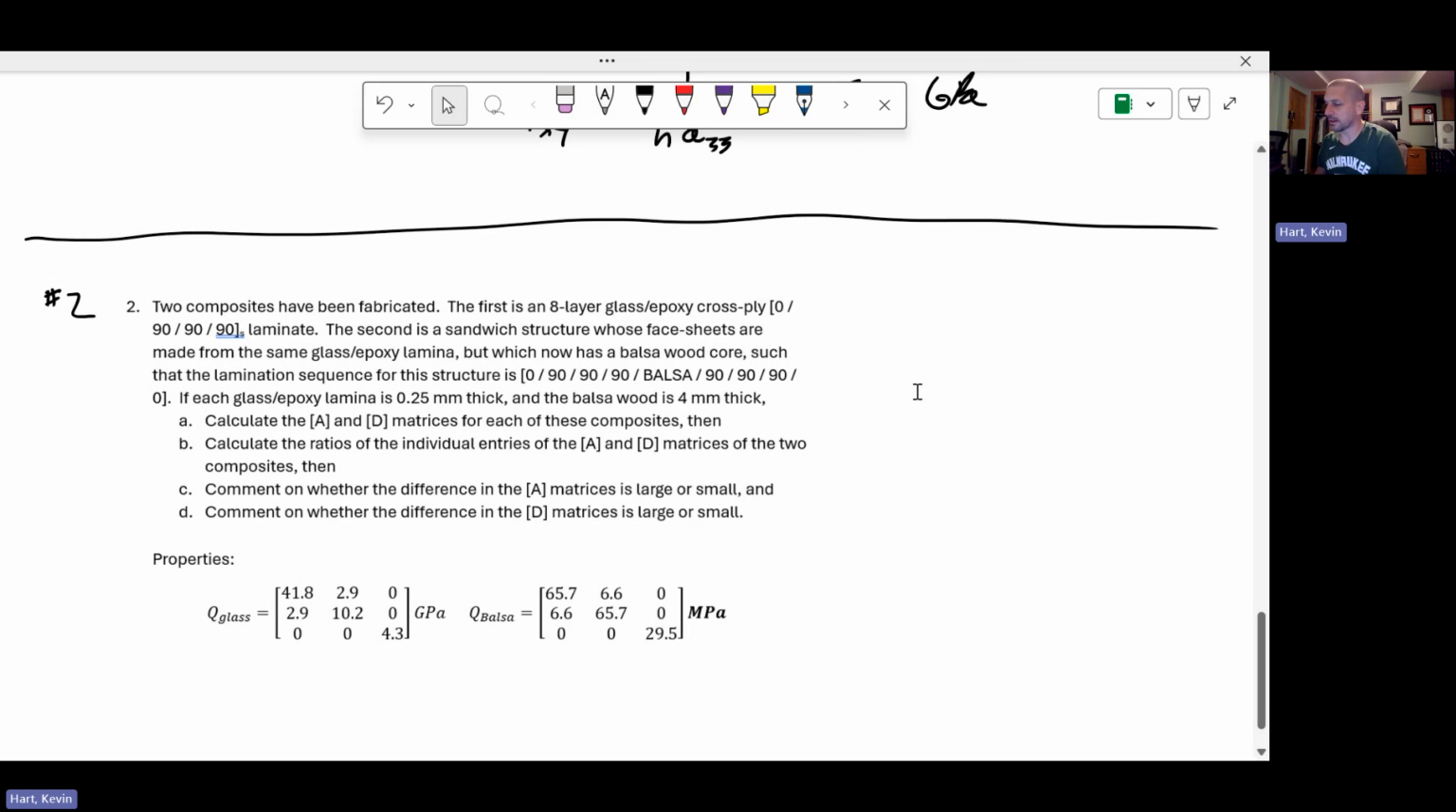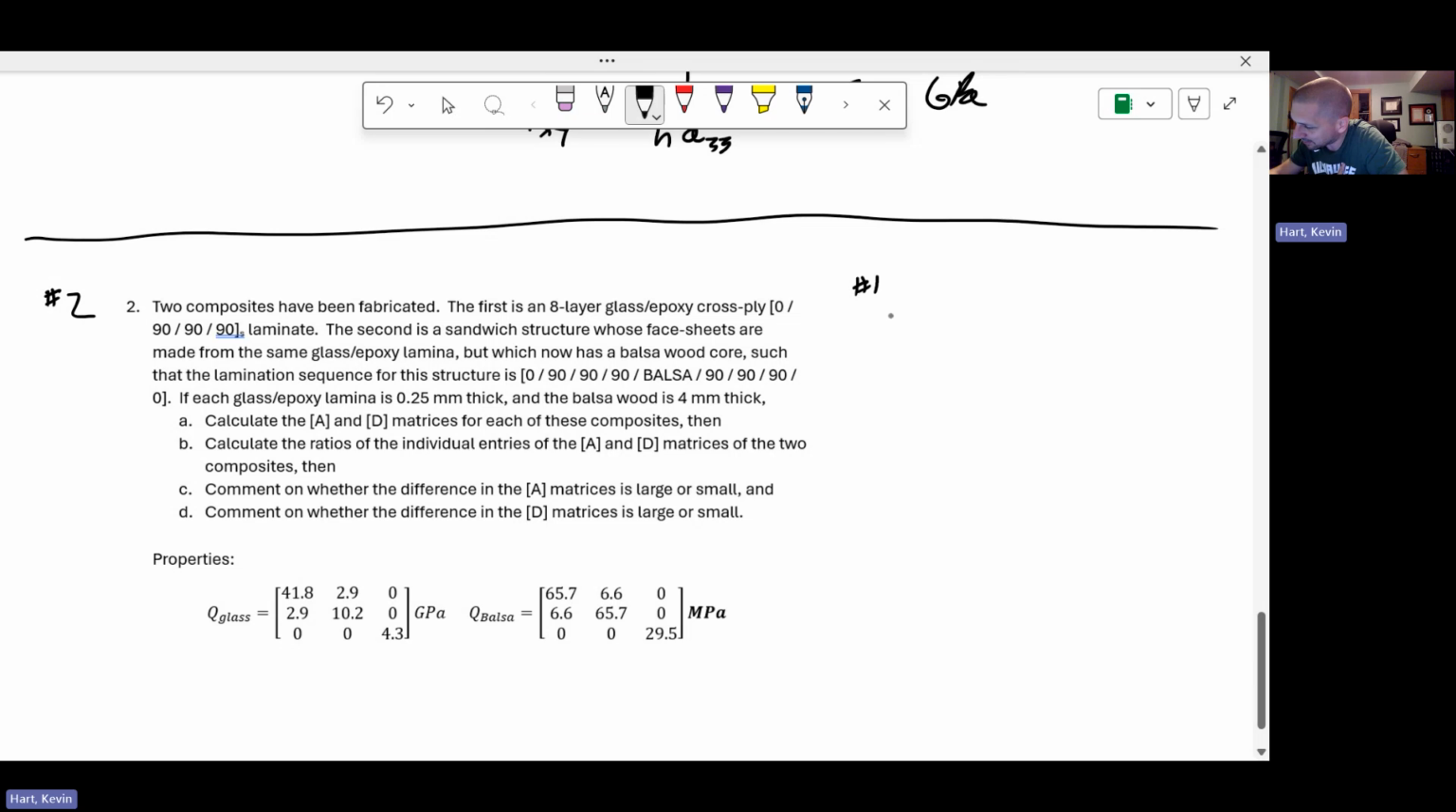Okay, first is an 8-layer glass epoxy cross-ply laminate. So 0, 90, 90, 90 is symmetric. So it's 8 layers, etc. All right, the second is a sandwich structure whose face sheets are made from the same glass epoxy laminate, but which now has a balsa wood core, such that the lamination sequence has balsa in the middle. All right, so 2 composites here.